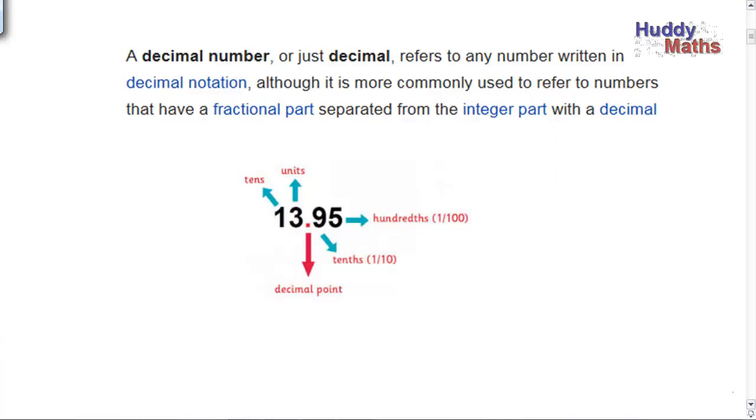So a decimal number, or just a decimal, refers to any number written in decimal notation. More commonly used to refer to numbers that have a fractional part separated from an integer part using a decimal point. Okay, so it's a more convenient way of writing a number rather than the mixed number 13 and 95 hundredths. That would be the fractional way, or mixed number way, of writing this number that we've got here. So let's just revise it now. The number there is tens, this is ordinary units, this is a tenth of a unit, and this is a hundredth, and so it goes on, a thousandth and so on.